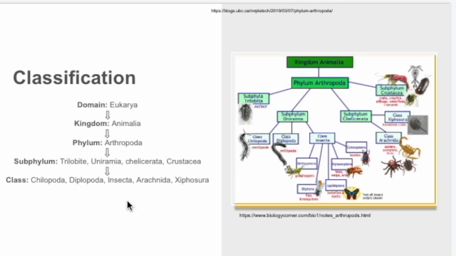Classifications of the phylum Arthropoda. It falls under the domain Eukarya. Kingdom would be the Animalia, and the phylum is of course the Arthropoda. And then it divides up into 4 different subphylums, which are the trilobites, Eunermia, Calstria, and Crustria. And then it would divide up into even more different groups for class, which are 5 different classes.